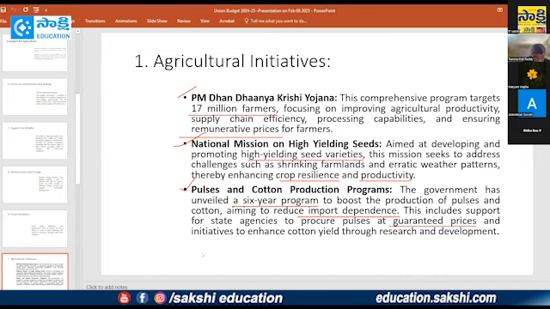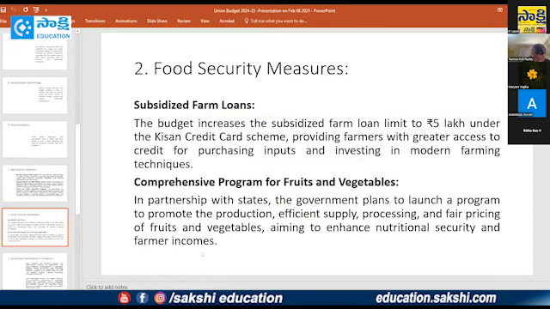research and development. Second part is food security measures, subsidized farm loans, because here the budget increases the subsidized farm loan limit to 5 lakhs under the Kisan Credit Card Scheme. Earlier it was 3 lakhs, and now it has increased to 5 lakhs. This is one of the great provisions in the budget. It provides farmers with greater access to credit for purchasing inputs and investing in modern farming techniques.